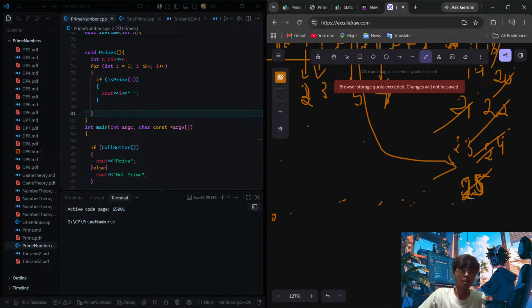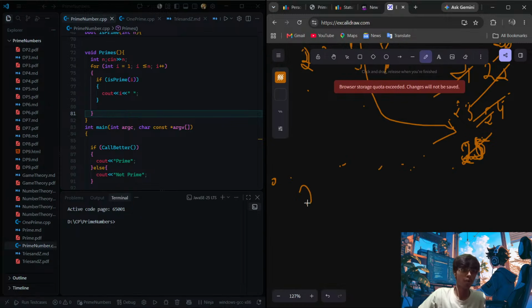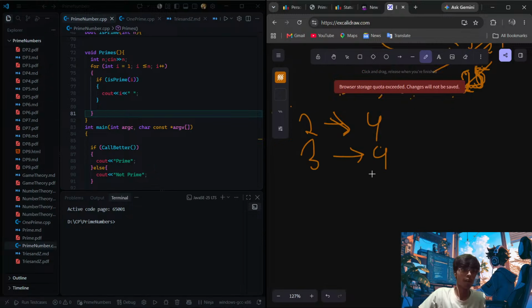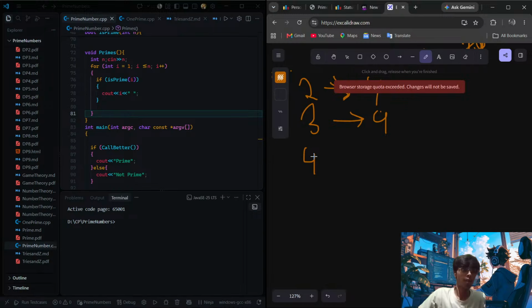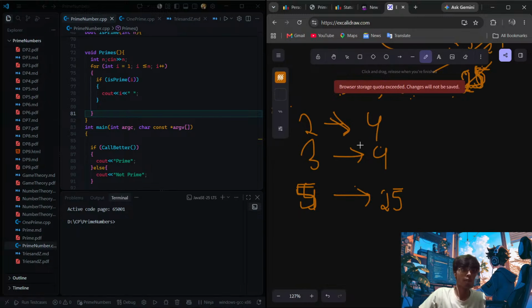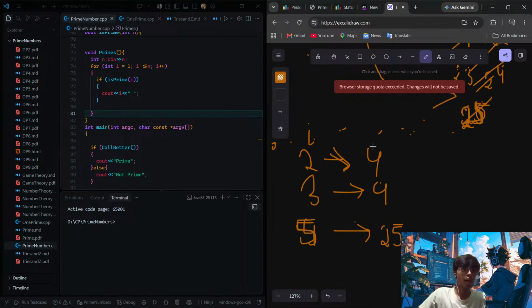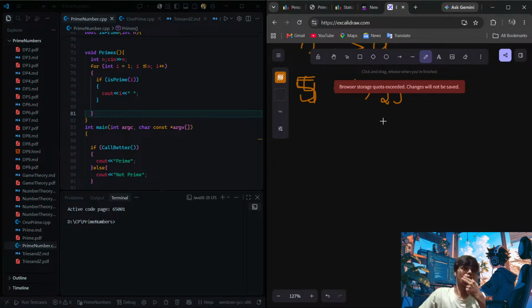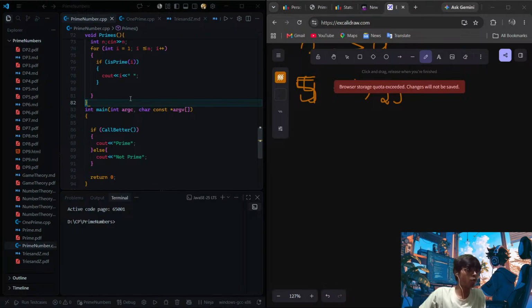So what I've seen here is for 2, I will start cutting the numbers from 4. For 3, I will start cutting numbers from 9. For 4, I will not. For 5, I will start cutting the numbers from 25. So it means that for every i, I will start cutting the numbers from i into i. Right. So that's what I understand here. So okay, let's try to code it.